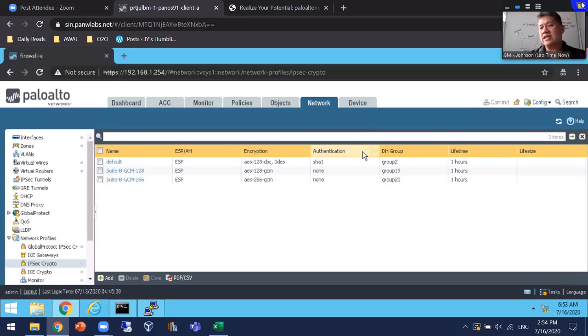Both sides agree on the PSK, which is the secret key. Both of you will decide what is the algorithm, what is the authentication, what is the DH group. That's it. Finish. Nothing special.